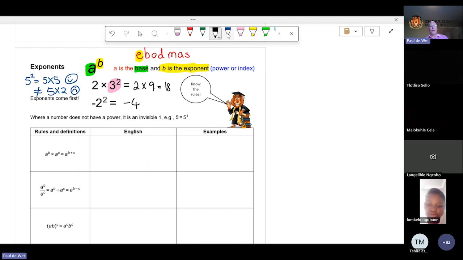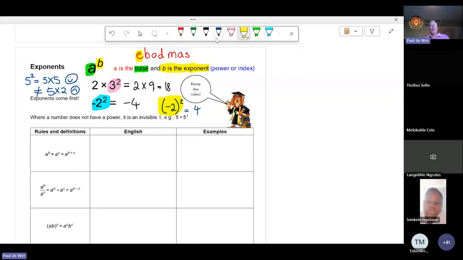But if we write this, negative 2 in brackets squared, that now means multiply negative 2 by itself. And if we multiply a negative by a negative, we get positive 4. So I want you to see the difference between this and this. They are written differently. The blue one says square 2 and then make the answer negative. The yellow one says square negative 2. And to square negative 2 means you are going to multiply it by itself.